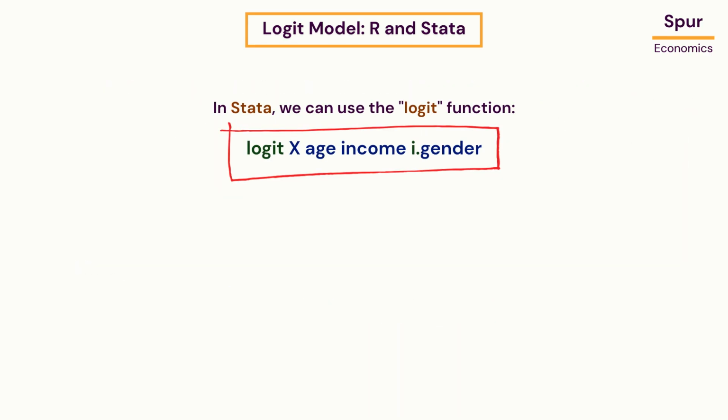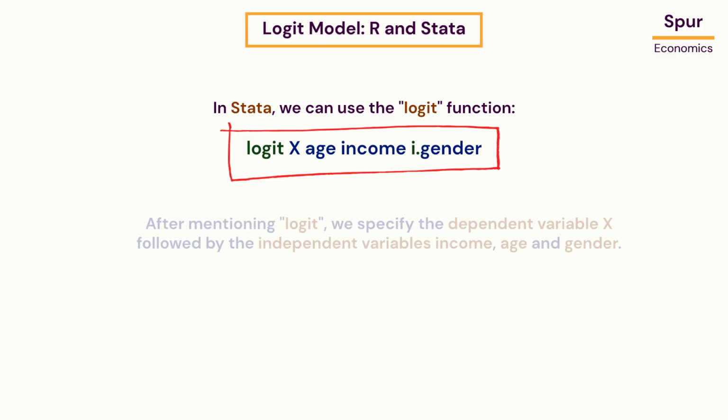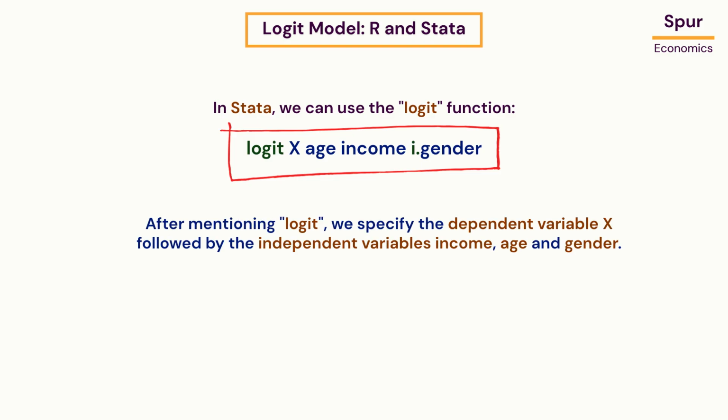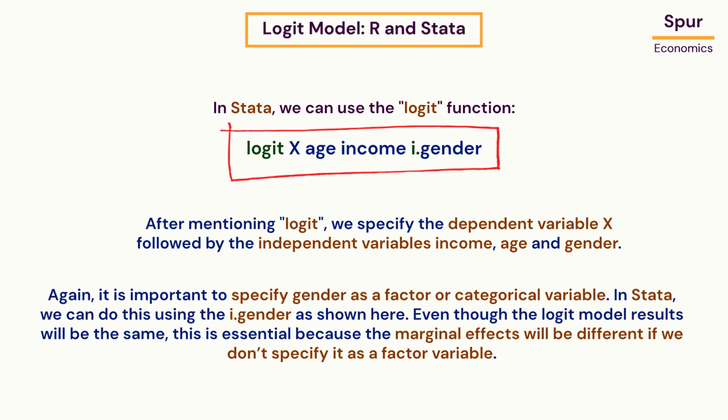In Stata, we can use the Logit function to estimate the Logit model. We can do this using a simple command as shown here. After mentioning Logit, we specify the dependent variable x followed by the independent variables income, age, and gender. Again, it is important to specify gender as a factor or categorical variable. In Stata, we can do this using the i.gender as shown here.